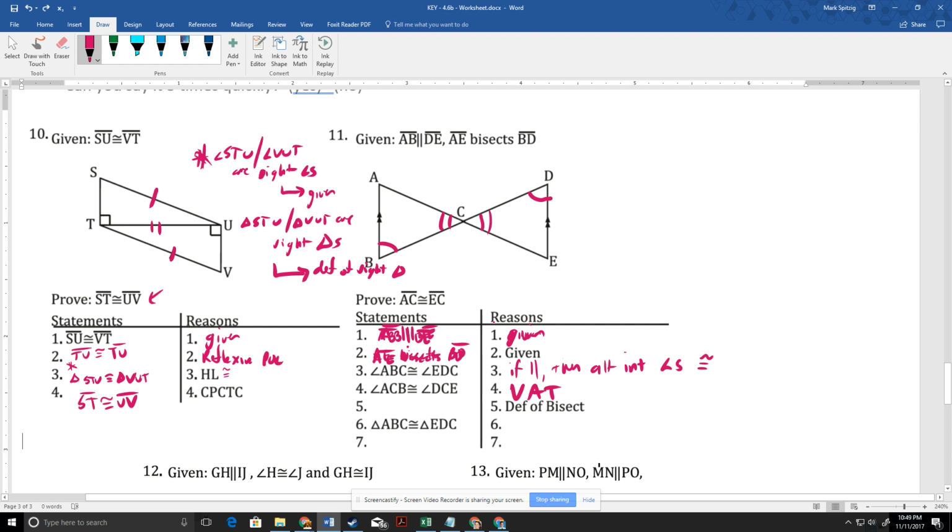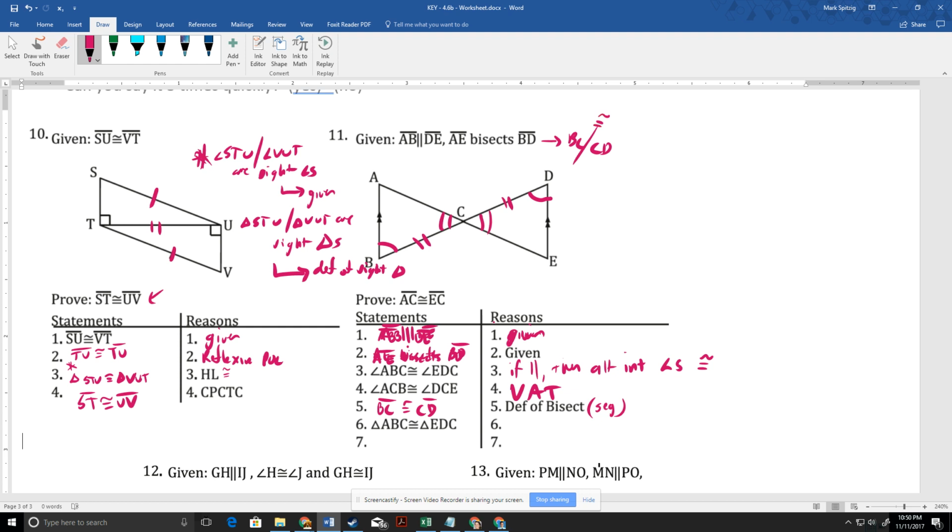Anyway, definition of bisect, because what we're saying here is AE is splitting BD in half. So BD is being cut into two equal parts. And this should be definition of segment bisector. So I'm just going to write seg in there. And BC is going to be congruent to CD. In other words, AE is not being bisected, it's bisecting. It's cutting BD in half. So BD gets split into two parts, BC and CD, right? So it's being split into those equal congruent parts. Okay, so that's what's happening there.